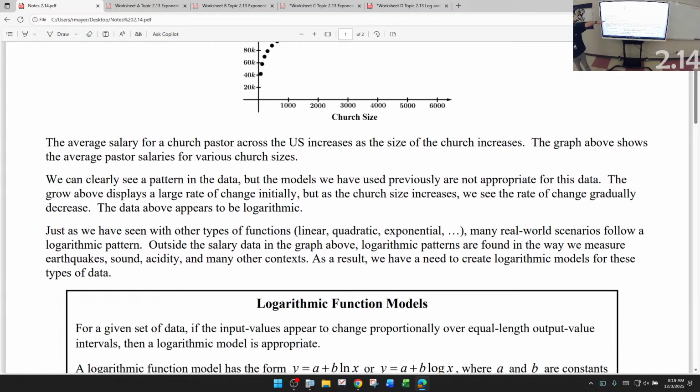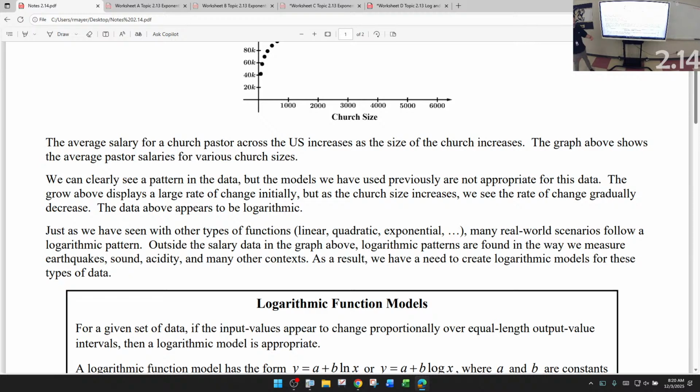We can clearly see a pattern in data, but the models we used previously are not appropriate. This displays a large rate of change initially, but as the church size increases, we can see the rate of change gradually decreases. The data above appears to be logarithmic. Just as we have seen other types of functions, linear, quadratic, and exponential, many real-world scenarios follow a logarithmic pattern. Outside the salary data on the graph above, logarithmic patterns are found in the way we measure earthquakes, sound, acidity, and many other contexts. As a result, we need to create logarithmic models for these types of data.